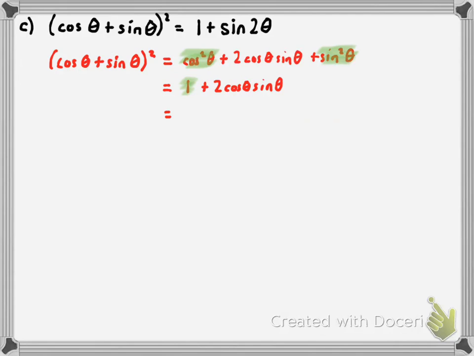And you might remember that the sine of 2 theta is just equal to 2 sine theta cosine theta. Well, 2 cosine theta sine theta is the same thing. So here's our next substitution. We're going to replace 2 cosine theta sine theta with sine of 2 theta. All right, there you go.